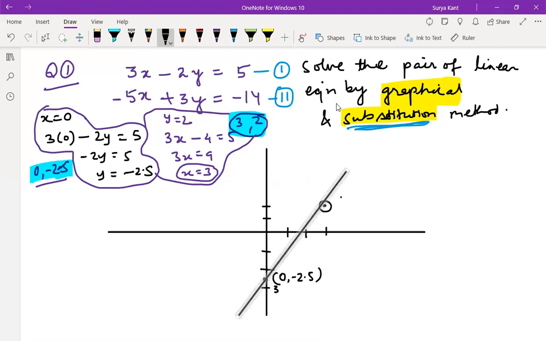So this is the line for what? This is the line for 3x minus 2y is equal to 5. So till here, anyone having doubt, just let me know, children. Till here, if you're having doubt, just let me know. No, sir.